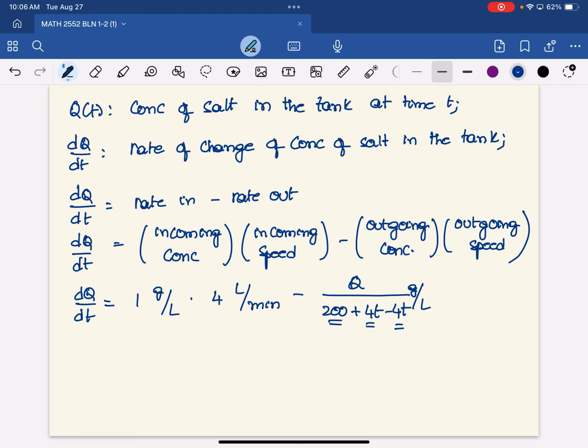Is that q the same q? It's the same q. When we defined it earlier it was the concentration, and now we're just using it as the total amount. q of t is not the concentration, it's just the amount of salt, in grams. Okay, times the outgoing speed, which is going to be 4 liters per minute.